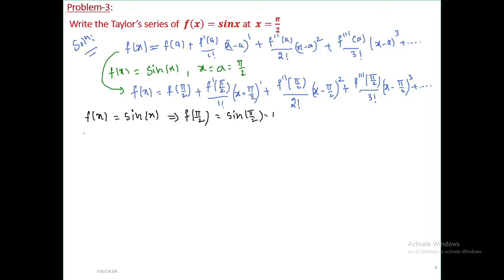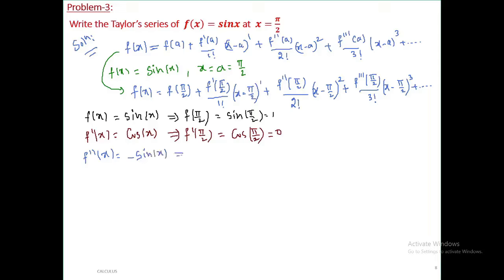Next, what is f dash of x? f dash of x is cos x. Now f dash at pi by 2. That means cos at pi by 2. What is cos of 90 degrees? Which is 0. Similarly, f double dash at x. That means minus sin x. Cos x derivative one more time is minus sin x.